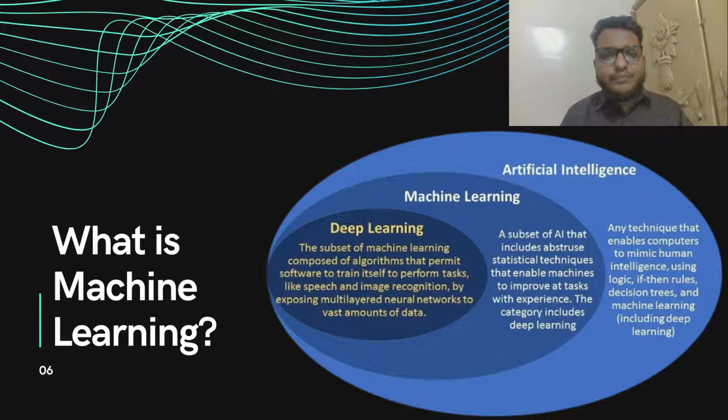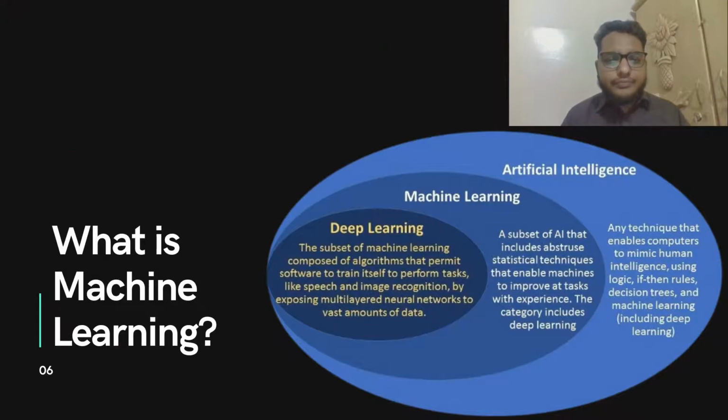Before going to our main topic, we should know about what is machine learning. As we know about artificial intelligence, as we can see in the diagram, artificial intelligence is a big umbrella under which machine learning and deep learning come. So the question arises, what is machine learning? Machine learning provides the system the ability to automatically learn and improve from experience without being explicitly programmed.